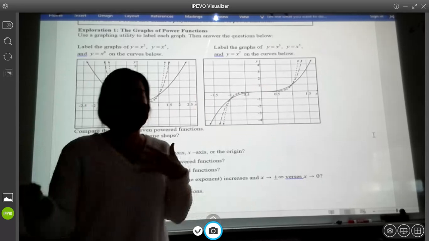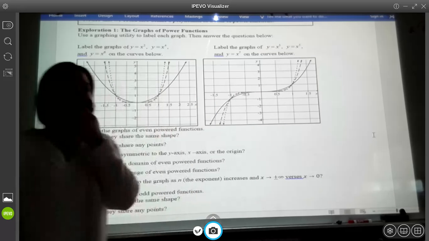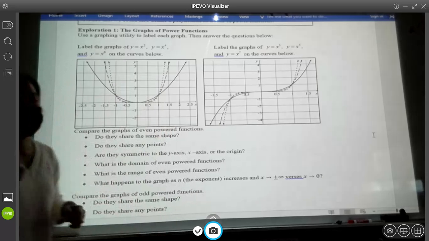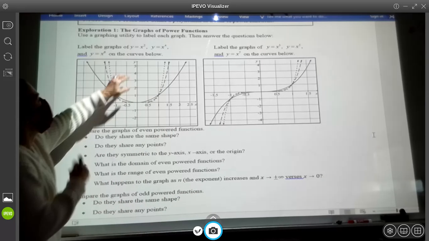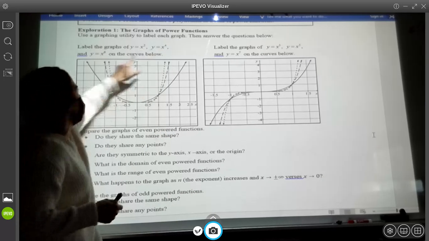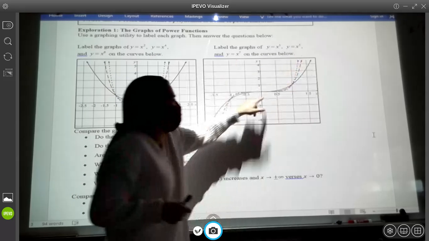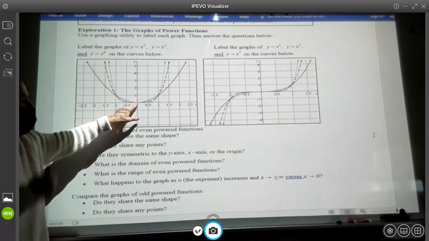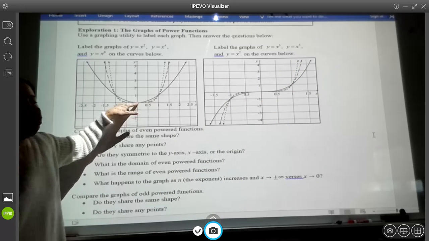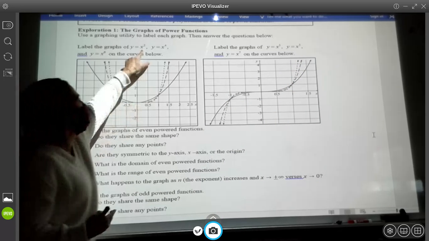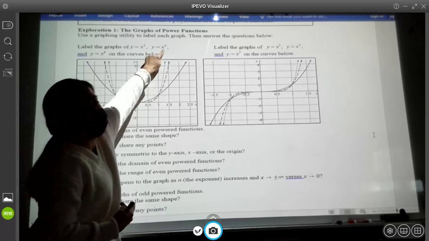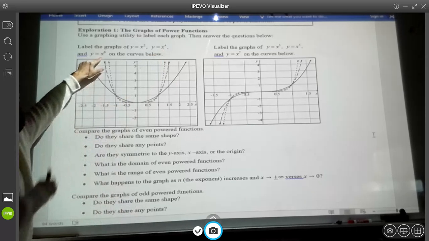All right, but yesterday's notes, we were working with the graphs of even and odd power functions and noticing some differences and some similarities. One of the major things they want you to focus on is the fact that the graphs of y equals x squared, x to the fourth, x to the sixth, x to the third, x to the fifth, and x to the seventh have an x-intercept at 0. However, it's an x-intercept that gets repeated. x equals 0 two times, x equals 0 four times, x equals 0 six times.